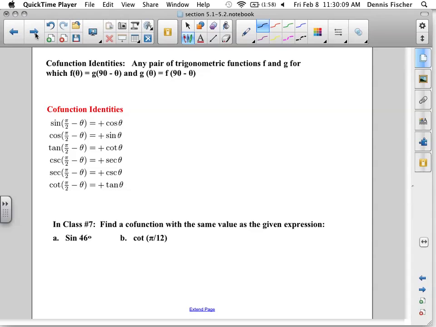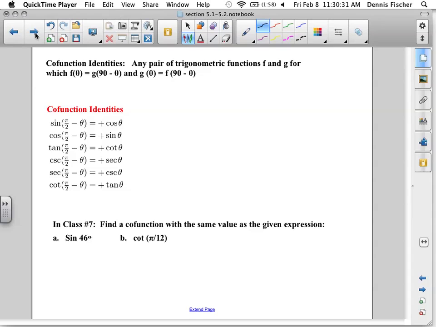A couple more rules on section 2 here. Cofunctions. What about cofunctions? You don't calculate and do it. Cofunction, I always think of 90 degrees, or pi over 2 in radians. Pi over 2 is the same as 90 degrees. Up here it's kind of small, but up here we have pi over 2.